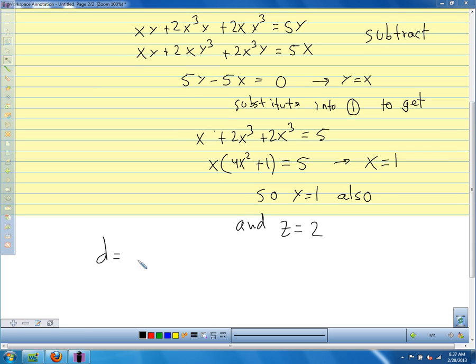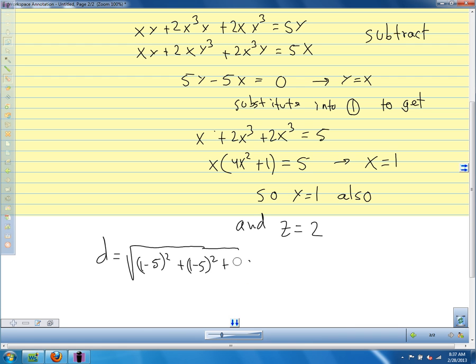All right, so I'm just substituting back into our radical for distance. We get 1 minus 5 squared plus 1 minus 5 squared again, because x and y both equal 1, plus 2 minus 0 squared. And we see that our minimum distance is 6 units. So on the surface, we have x equals 1, y equals 1, z equals 2, and our minimum distance is 6.